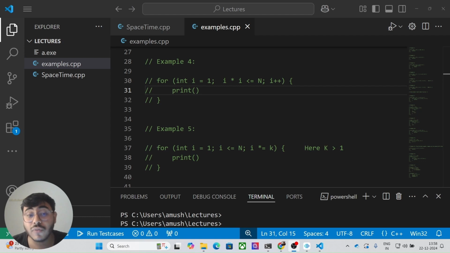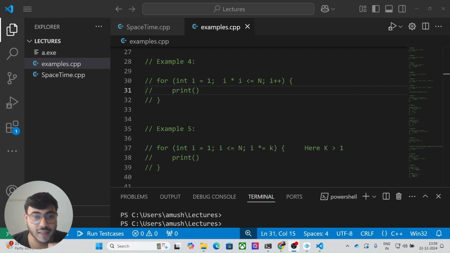The fourth example was working for a number of sqrt n steps, right? Then we go to the fifth example. We can see i equal to 1, i less than or equal to n, and i *= k. So i starts from 1 and goes up to n, and every time we are updating the value of i by multiplying it by k, right? Here I have written a small constraint that k is always greater than 1. We'll see why I've written that.